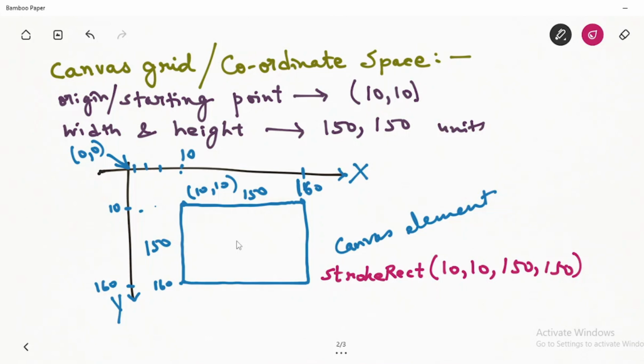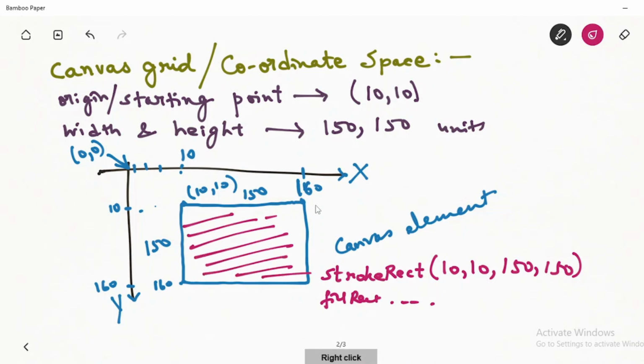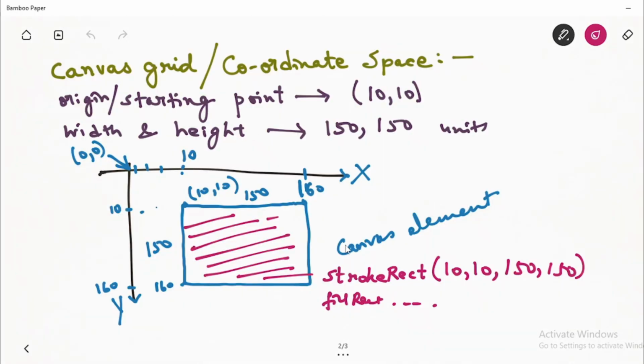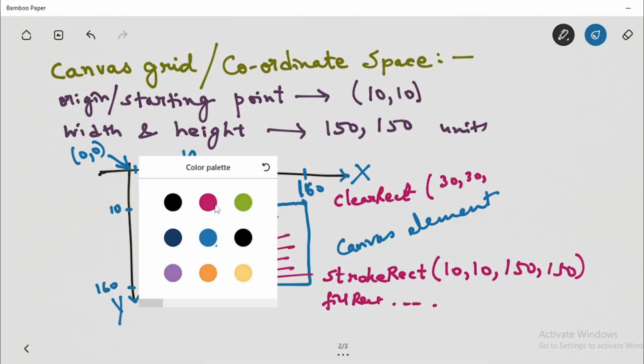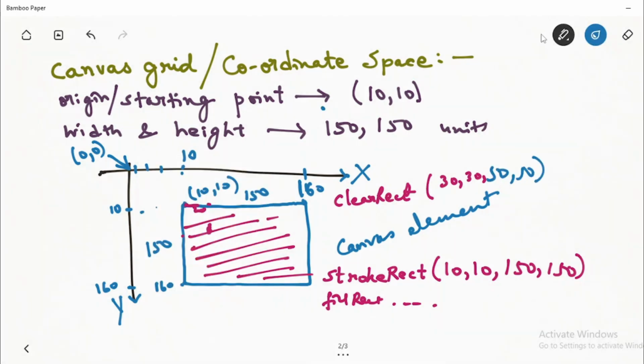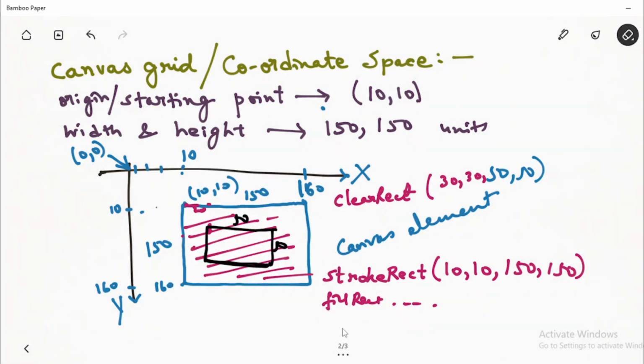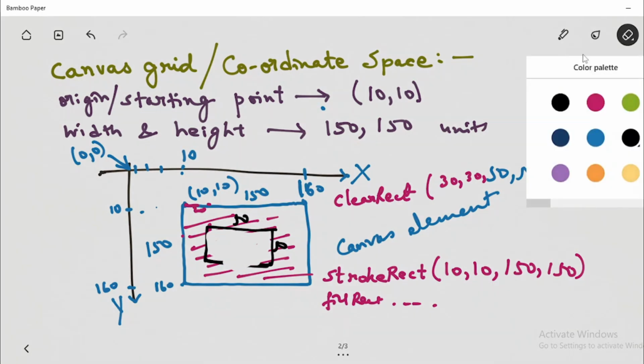Now what if we would have used the fillRect method? Then, instead of this rectangular outline, we would have got a filled rectangle. Now if we use clearRect with, say, 30 as the x and y and 50 as the width and height, then inside there will be a rectangle having a clear area, without the filled part. So basically the outer part will be filled and the inner part will be clear.